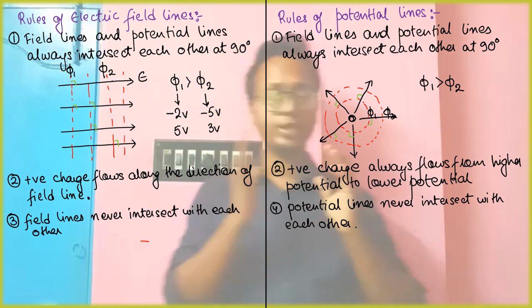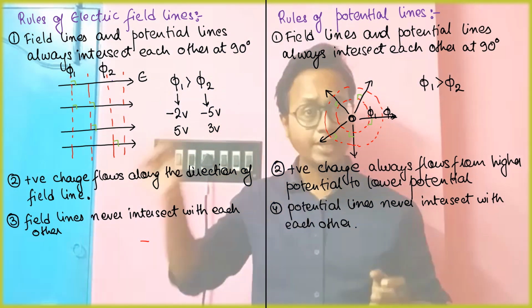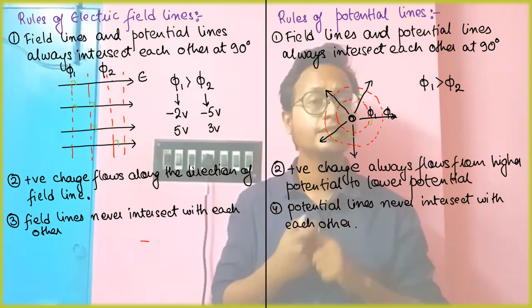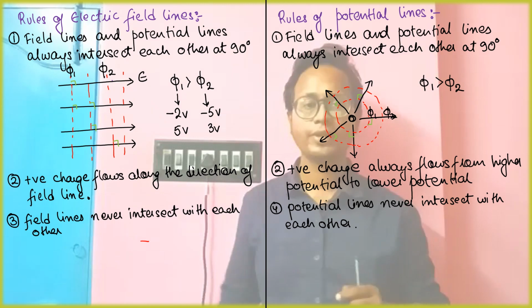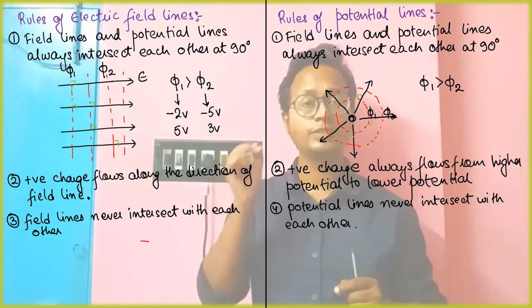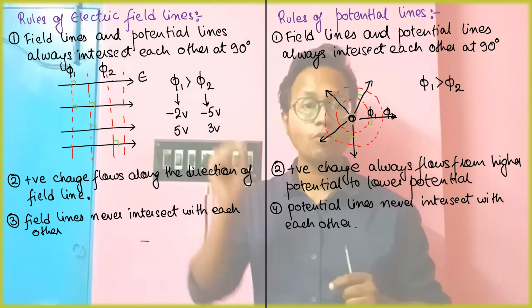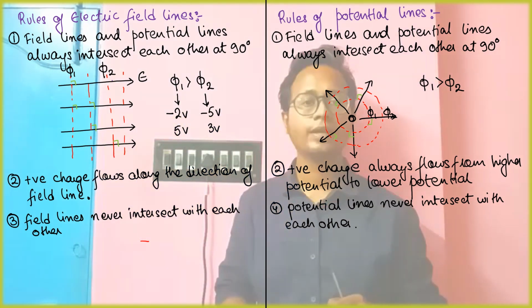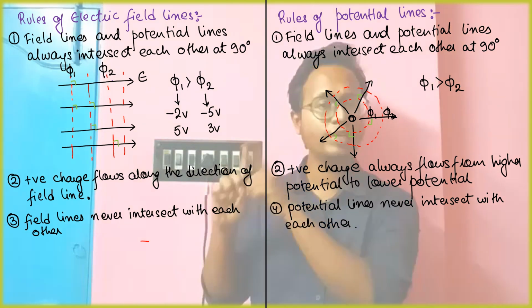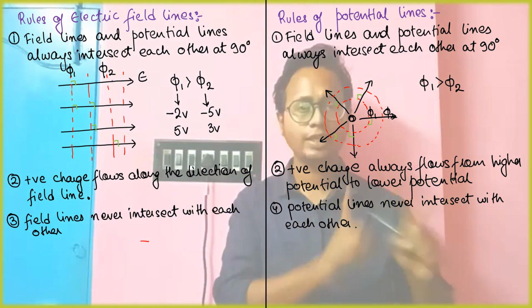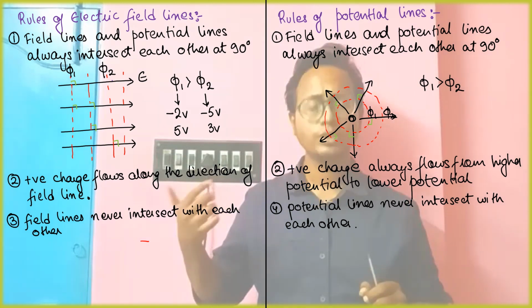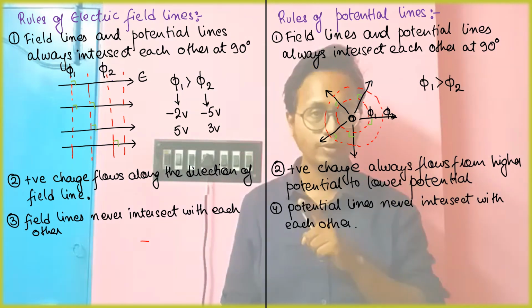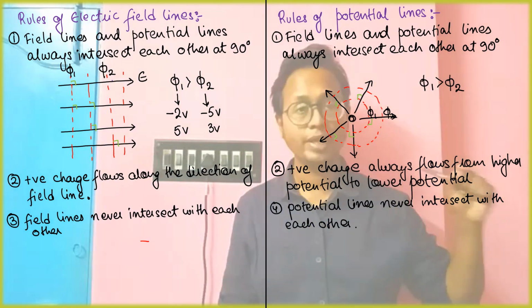Okay, let me summarize what I have said here. A field line and a potential line would always intersect each other, and the angle of intersection is 90 degrees. A positive charge under zero initial velocity and no external force would always move from higher potential to lower potential. The third one is that two field lines would never intersect each other, and two potential lines would never intersect each other. One more thing: electric field lines can never form a closed loop, whereas potential lines can form a closed loop.